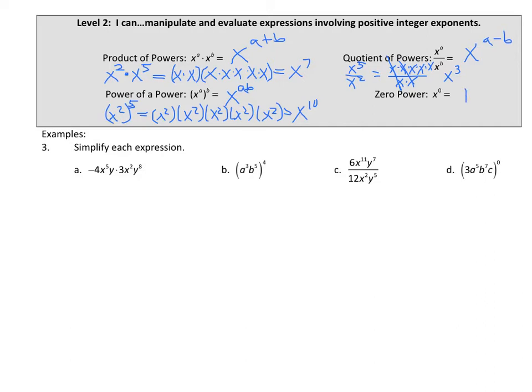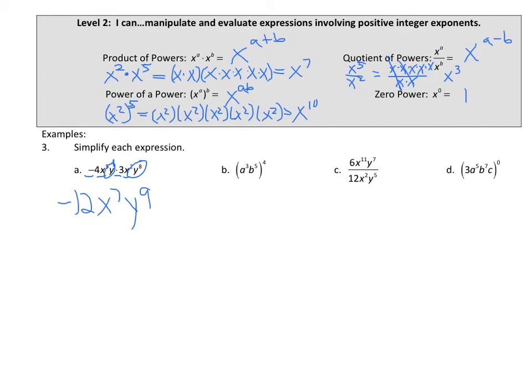Okay, so simplifying our expressions. In this first example, I'm going to multiply my regular numbers together. So I multiply -4 and 3, and I get -12. And then when I multiply x to the fifth times x squared, I add the exponents, and we get x to the 7th. And then I multiply y times y to the 8th. Now, this first y that doesn't have an exponent is like y to the first power. So I add the 1 plus the 8, and I get y to the 9th.